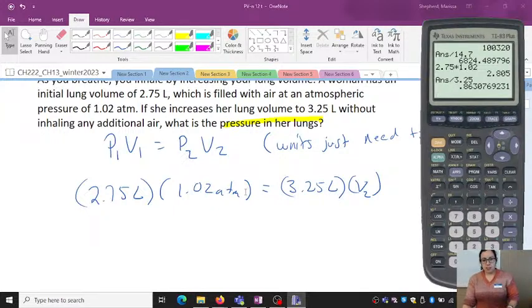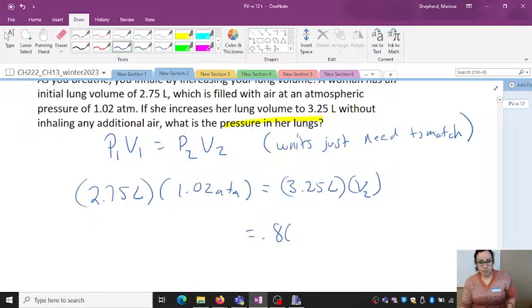You're just saying, yes, that makes sense because my volume increased, so I'm expecting the pressure to decrease. We have 3 sig figs in here, so we'll report it to 3 sig figs, so 0.863 ATM. So questions about this so far?